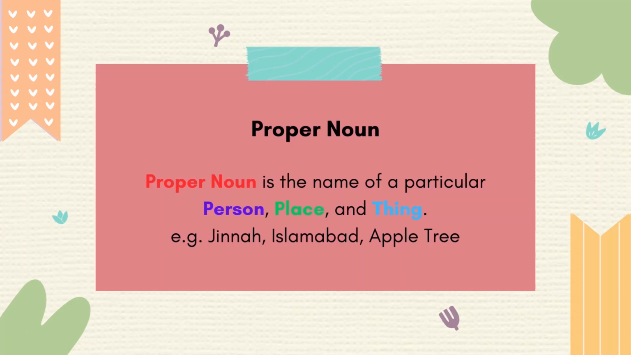Next is proper noun. It is the name of a particular person, place, and thing. For example, Jinnah is the name of a particular person. Islamabad is the name of a particular city. And apple tree is the name of a particular tree. So, proper nouns are the names of specific persons and things which are not common.